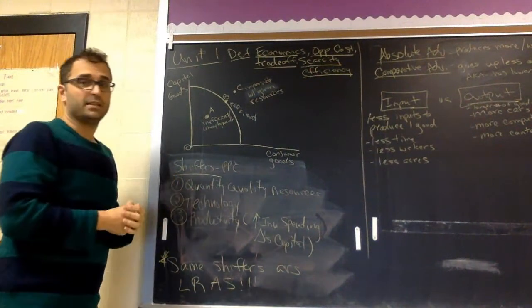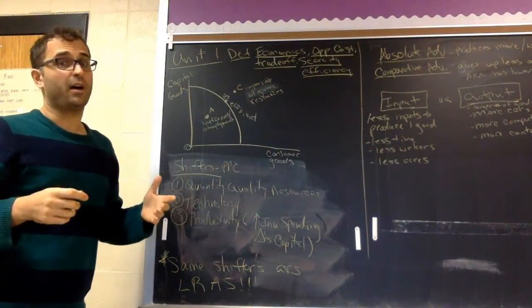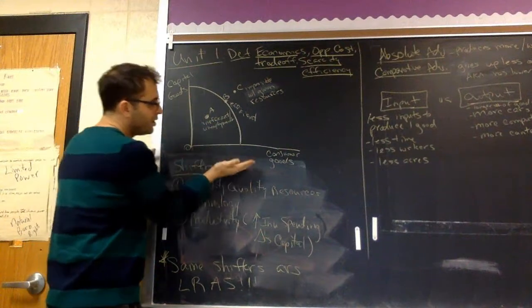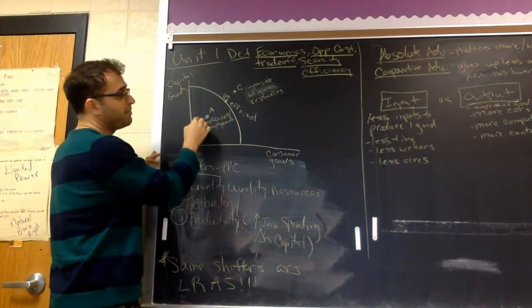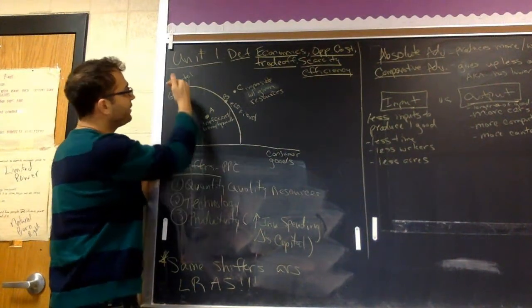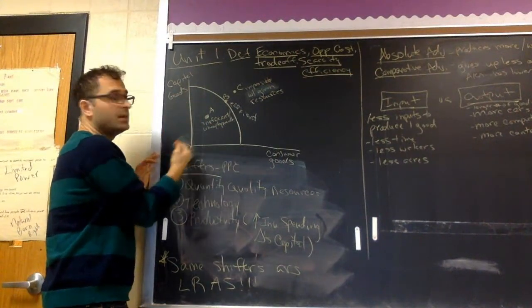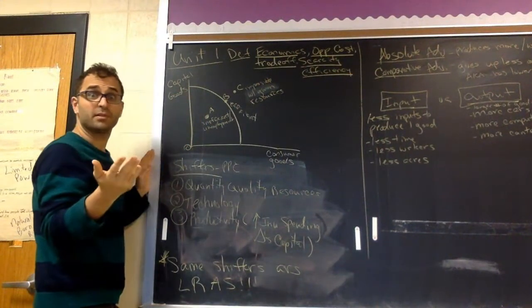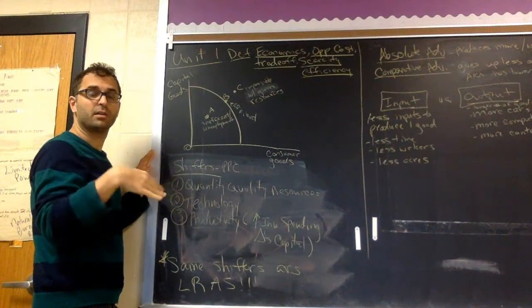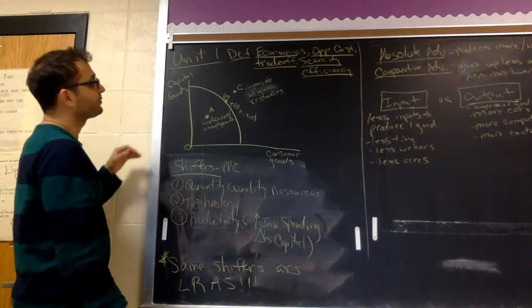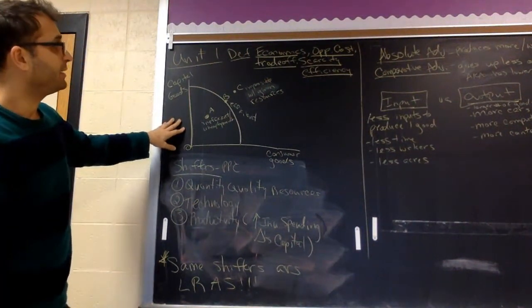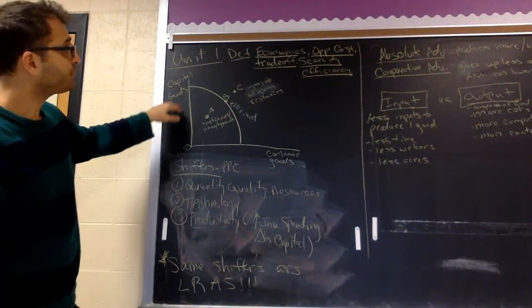So what does the PPC show us? It shows us the trade-off. A society can make more consumer goods if they give up some capital goods, or they can make more capital goods if they give up some consumer goods, or apples and oranges, or guns and butter, or something like that. So that's what it demonstrates for us, and you have to be able to know how to manipulate this.